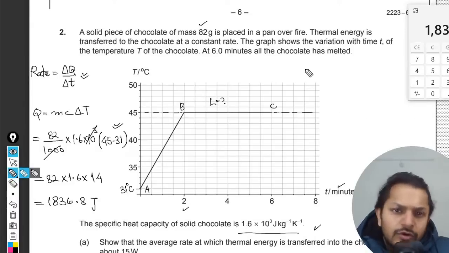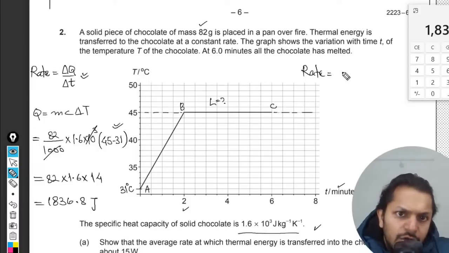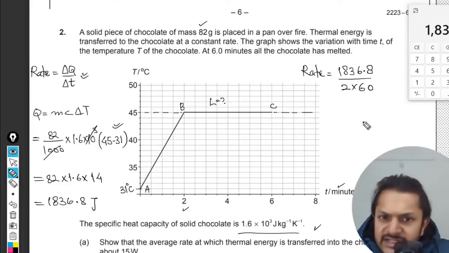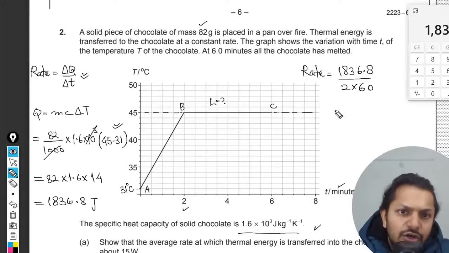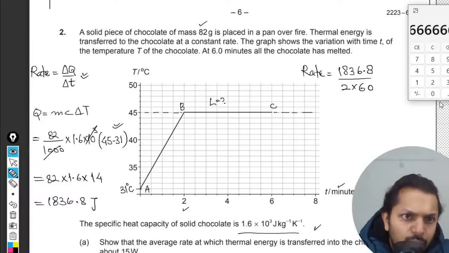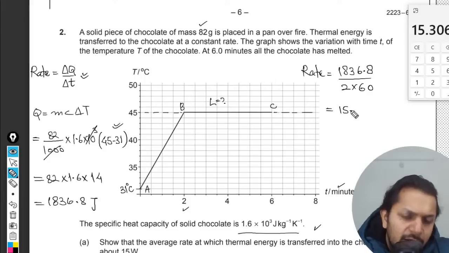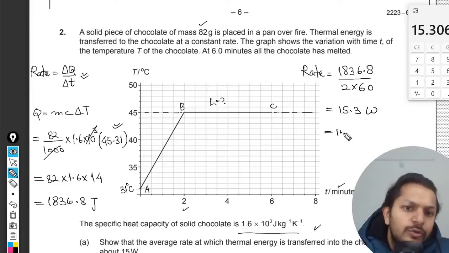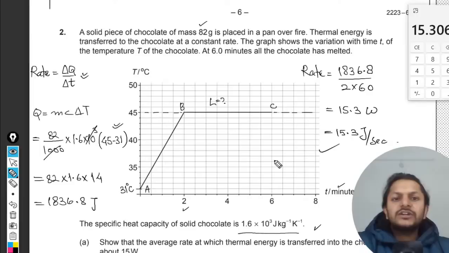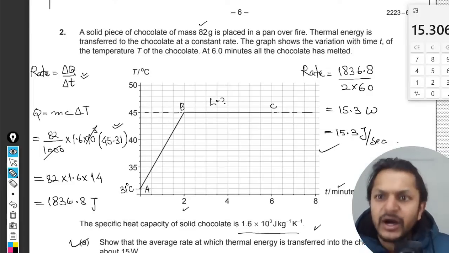Okay, so we want to find the rate now. So the rate is 1836.8 joule divided by the time. So it is 2 minutes into 60 seconds. So that will be this divided by 120. So our answer is coming out to be 15.3. You can call it watt or joule per second. One is the same thing. So this is the rate, and this is the first part, like 2A.